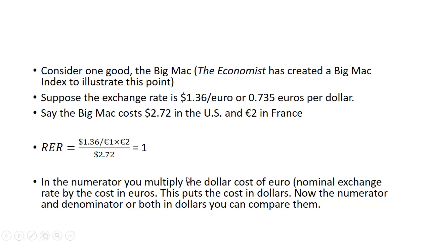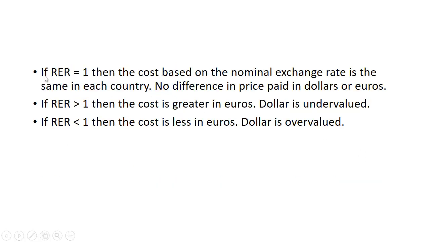In the numerator, you're multiplying, again, the cost of the euro in dollar terms times the price in euros. So now everything's in dollar terms, so we can do this comparison. So it turns out that if the real exchange rate equals 1, then the cost based on the nominal exchange rate is the same in each country. So there's no difference in the price paid in dollars or euros.